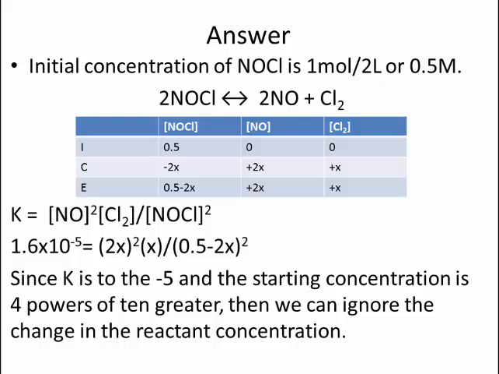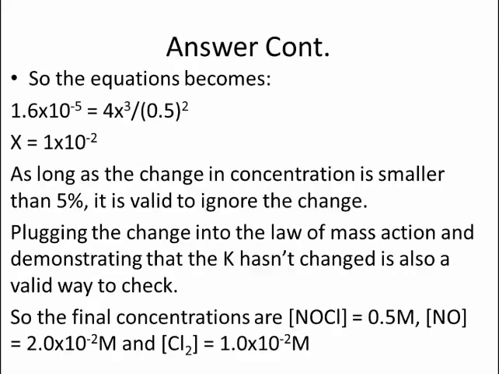But since K is to the negative 5 power, and the starting concentration is 4 powers of 10 greater, then we can ignore the change in our reactant concentration. So we can take out the minus 2X from the 0.5. So our new expression becomes 1.6 times 10 to the negative 5 equals 4X cubed over 0.5 squared. So we square that, multiply it through, divide by 4, take the cube root, and we get that X equals 1 times 10 to the minus 2.